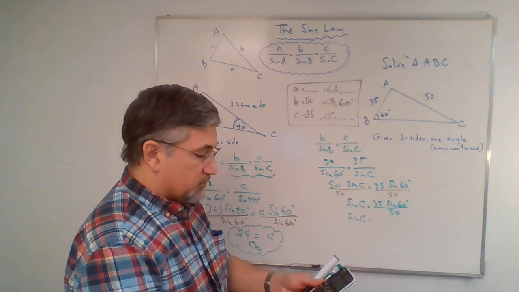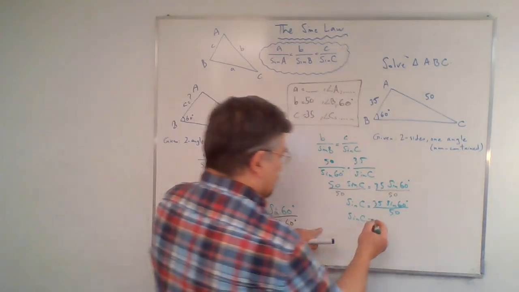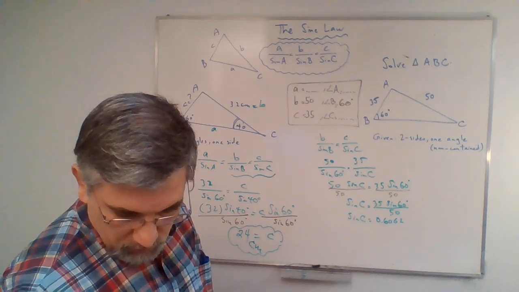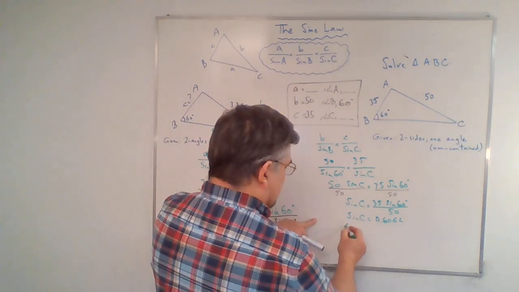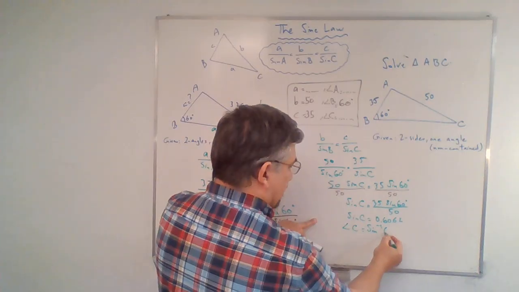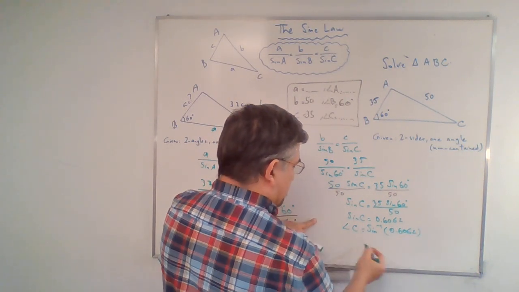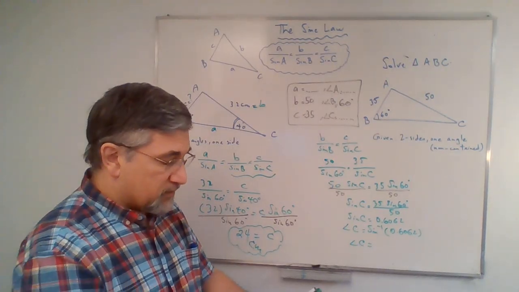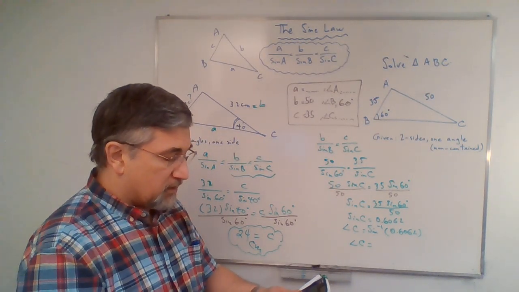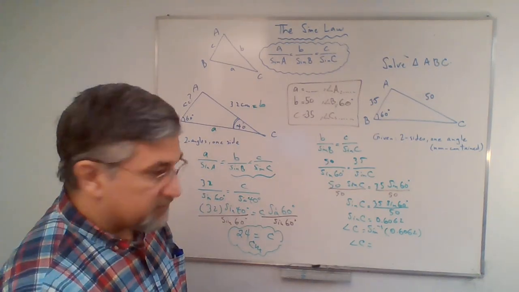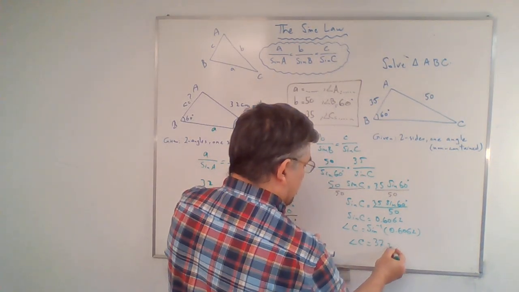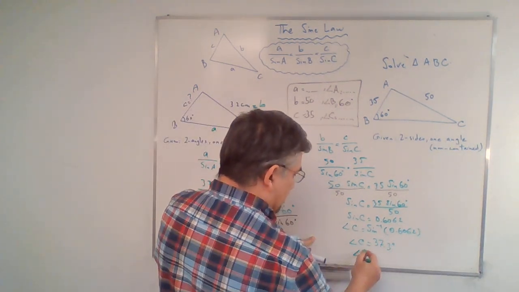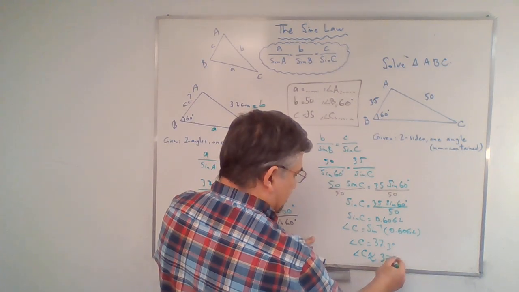So I got 0.6062. And angle C would be the inverse sine of this decimal number. So on the calculator, you have to press the shift button or the inverse key. So we need to find the inverse sine of what we got, and the answer will be 37.3 degrees. We normally round off to the nearest degree. So this is approximately equal to 37 degrees.